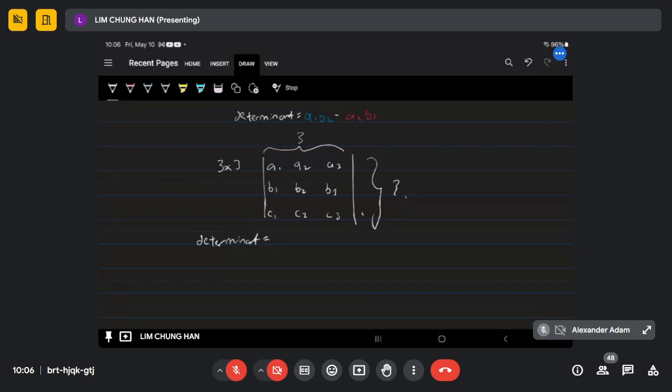How? You still remember how to get this? How to get the determinant? Quick. Someone. Do you know how to do this, or are you just shy? Don't be shy with me, okay? I won't bite. How do you do a 3 by 3 matrix? Someone?